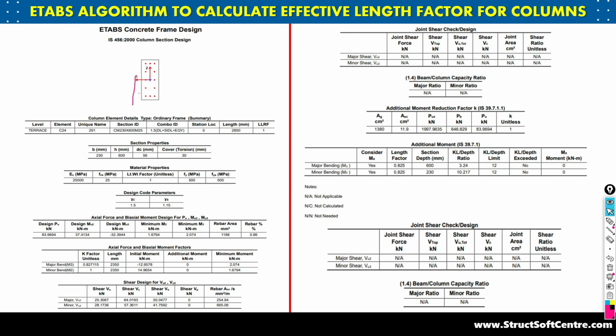Either your column is failing in compression, or failing in flexure, or failing due to the long column effect or short column effect. Due to what reason your column is going to fail, due to what reason your beam is failing, due to what reason your shear wall is failing. You need to know all those things, and thereafter you need to suggest the solution and apply the solution.